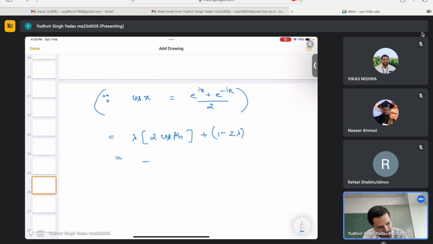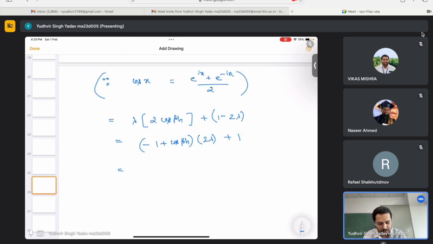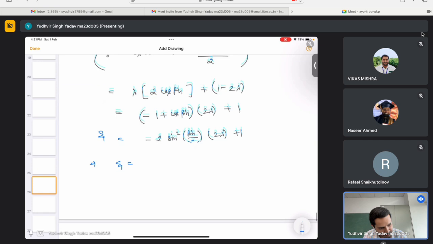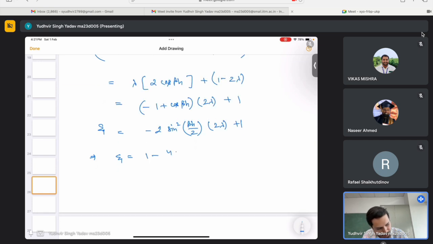So from here we will have 1 plus (cos beta h minus 1) times 2 lambda. Cos beta h minus 1 can be written, using the cos 2x formula, as minus 2 sine squared beta h by 2, times 2 lambda. So from here we will have xi as 1 minus 4 lambda sine squared (beta h by 2).